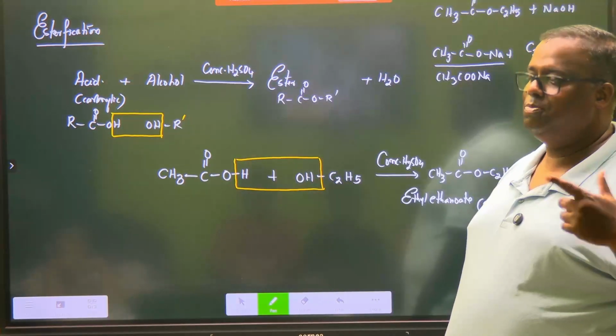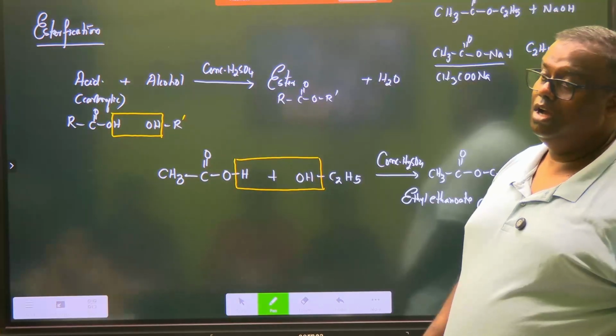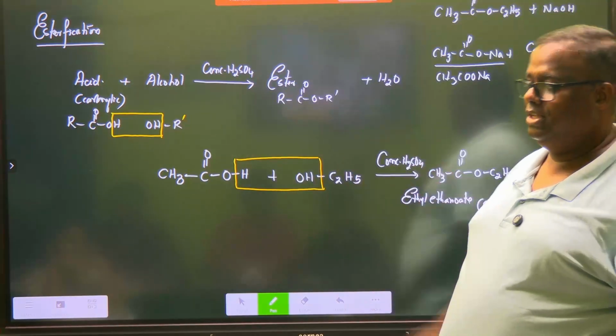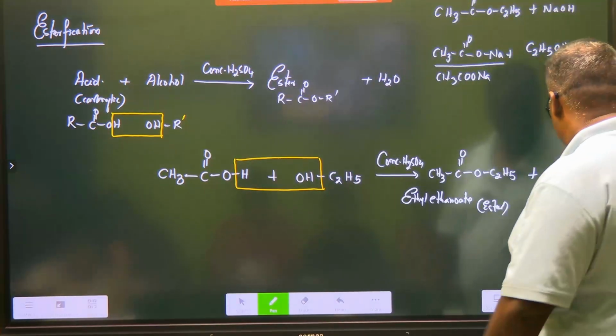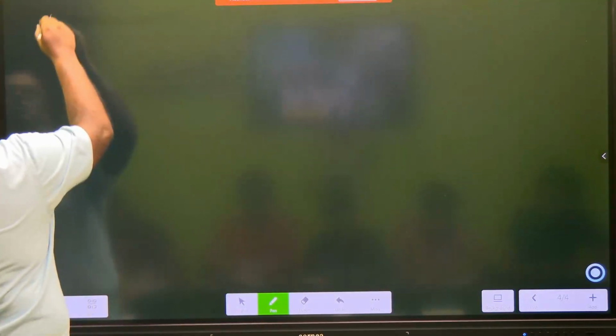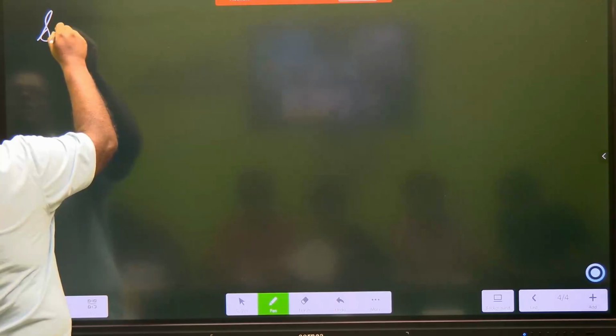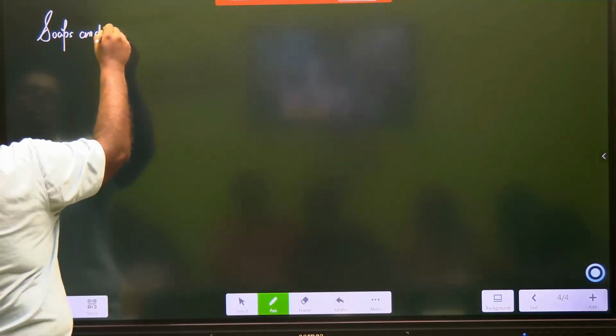When ants bite you, it's methanoic acid. What is the formula of methanoic acid? HCOOH. Okay, done. So we now come to the last part of the chapter, which is soaps and detergents. During Corona, this was removed. Again, it was brought in, but in a very small manner. Soaps and detergents.